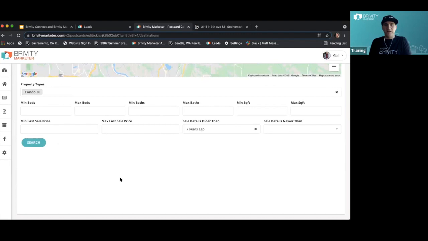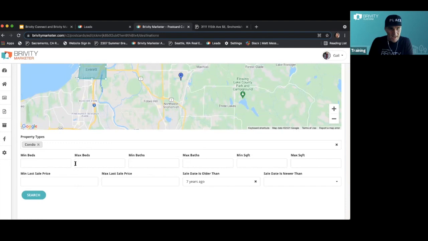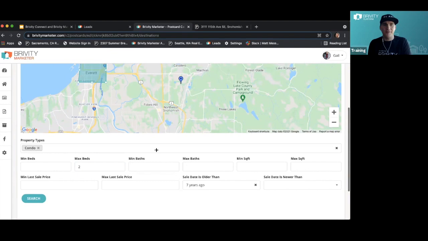Maybe I go in here and say, well, I just want to look for people that have three-bedroom condos or smaller, two-bedroom condos or smaller, because this is a three-bedroom house, right? I'm looking for the move-up condo buyers that have lived in their condo for 7 years and they want to get out here to the suburbs. I could target that area of town, right?